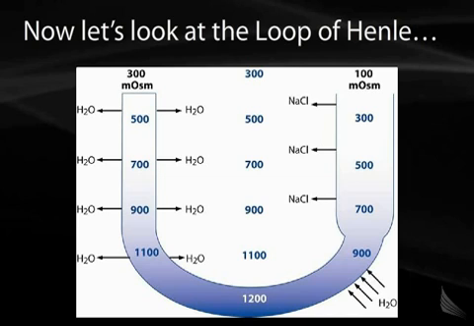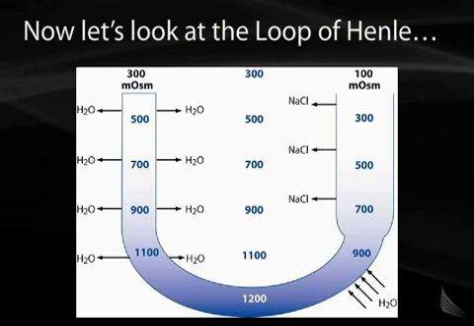The thick ascending limb, remember, is permeable only to solute and not water. Solute is reabsorbed. The solute populates the interstitium, which increases the concentration of the interstitium. This further drives water reabsorption in the thin descending limb. This is how the countercurrent multiplier is created.